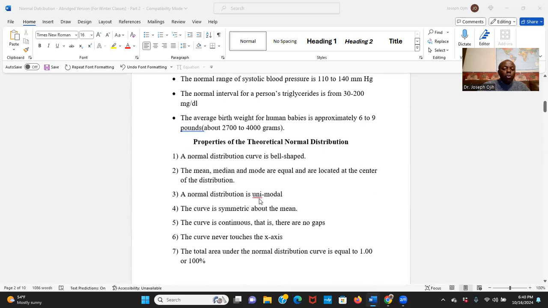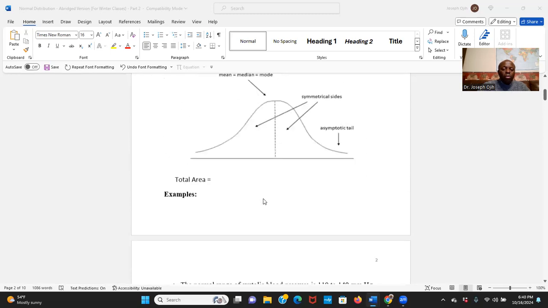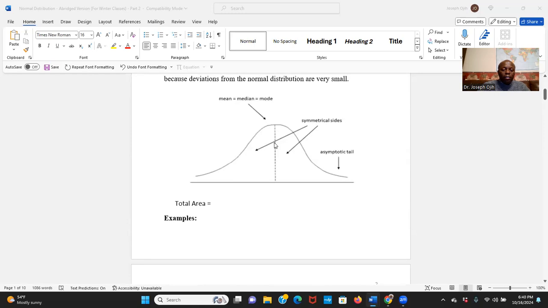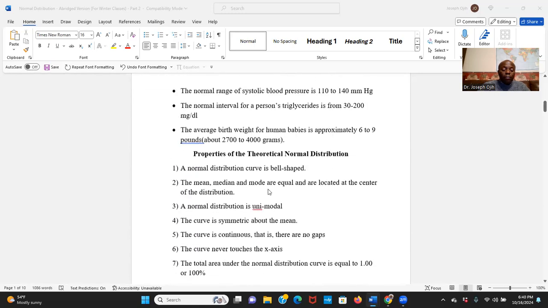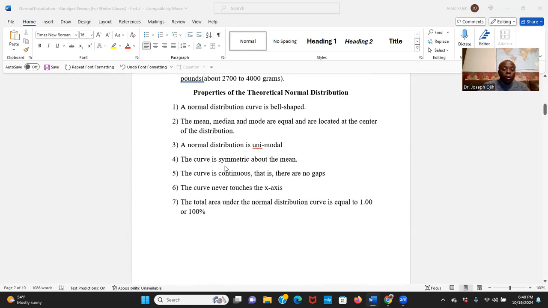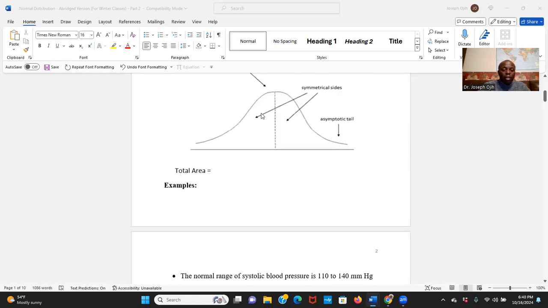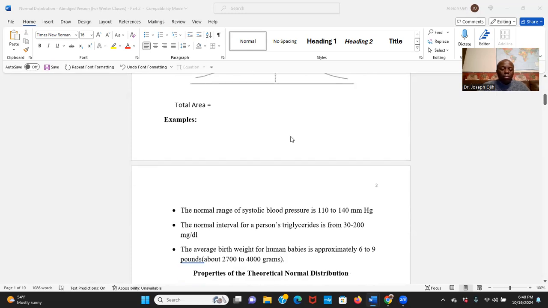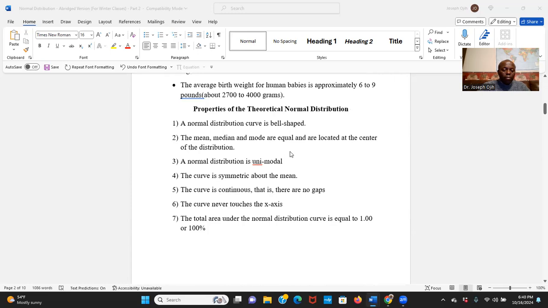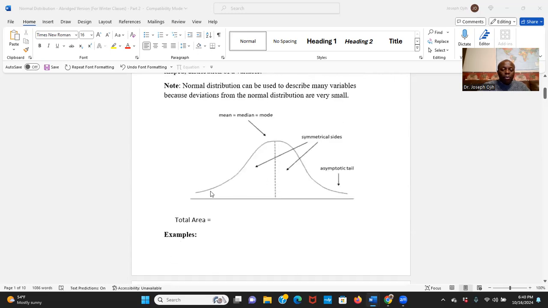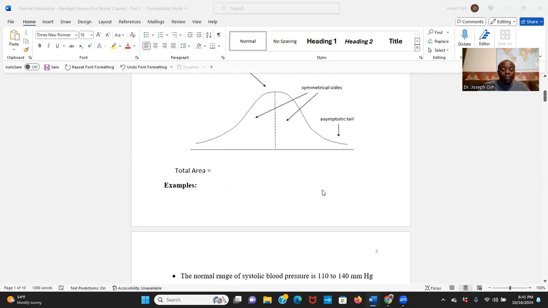A normal distribution is unimodal. That's one mode, only one mode at the center. The curve is symmetric about the mean. It is half of this, my half of it. You can literally fold this onto that. The curve is continuous, meaning there are no gaps. It goes smoothly up, then slopes down, with no gaps.